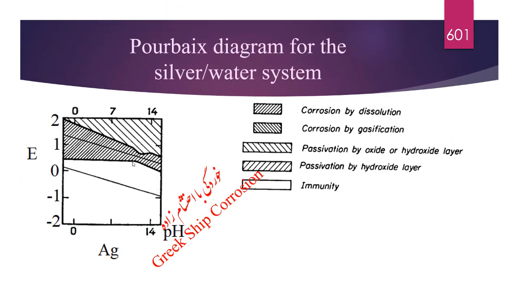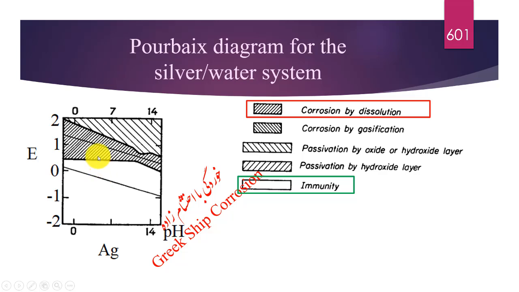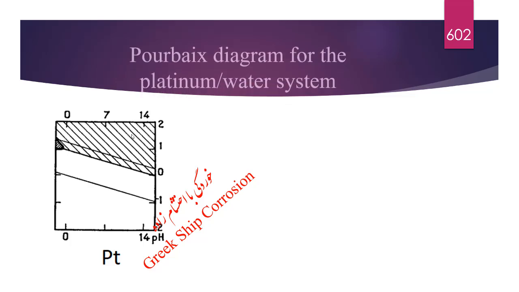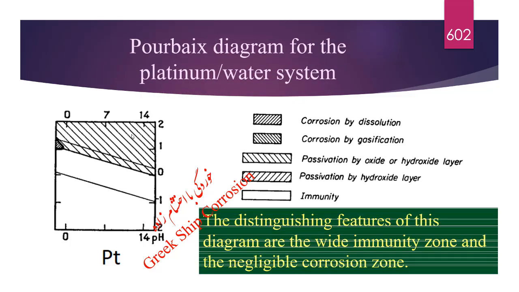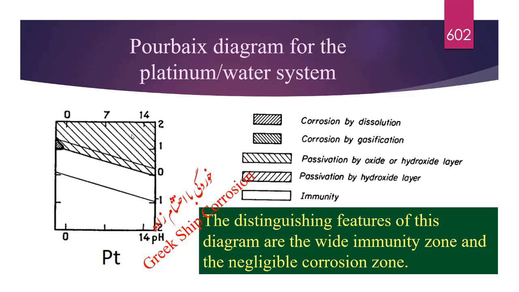Pourbaix diagram for the silver-water system. Immunity, corrosion by dissolution, passivation by oxide or hydroxide layer. Pourbaix diagram for the platinum-water system. The distinguishing features of this diagram are the wide immunity zone and the negligible corrosion zone.